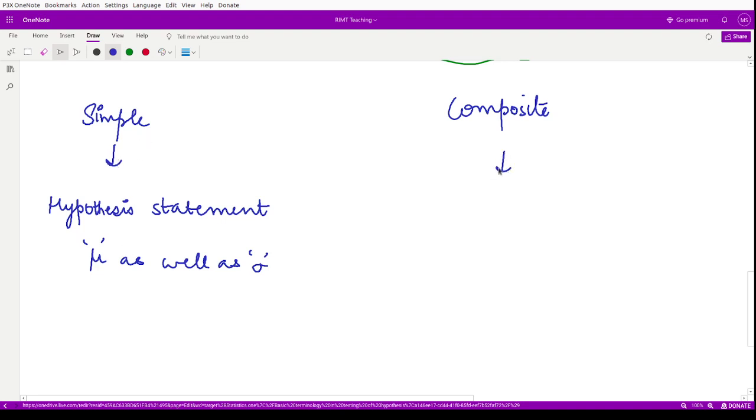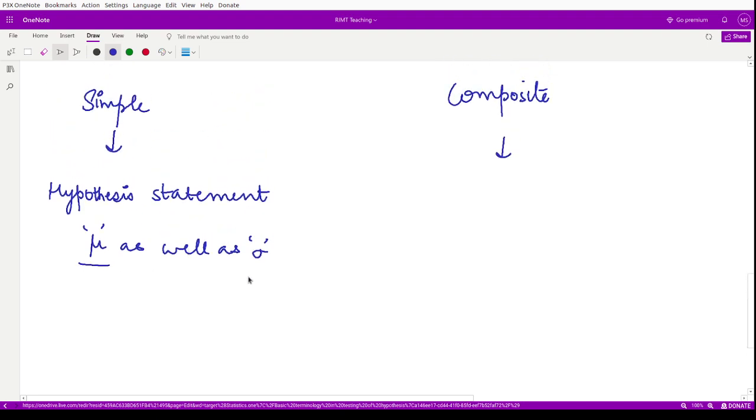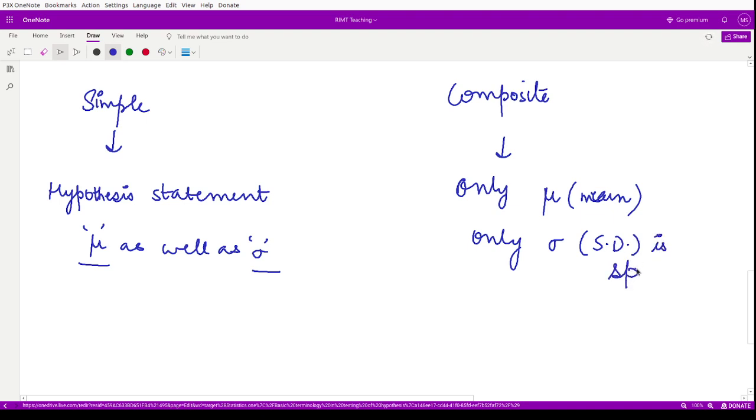However, composite hypothesis is what? Only one of the parameters is defined for a composite hypothesis. So if this hypothesis, composite hypothesis, specifies only some of the parameters of the probability distribution, then we call this the composite hypothesis. For example, only the mean or only the standard deviation is specified. Right.